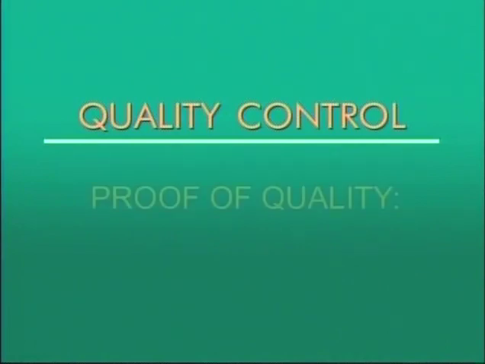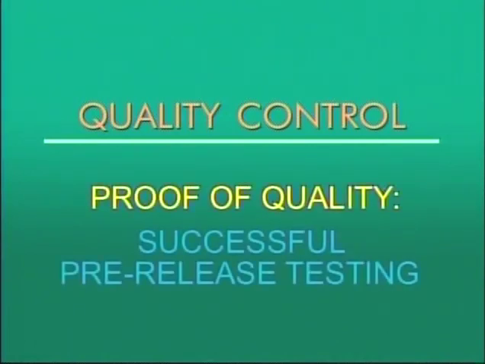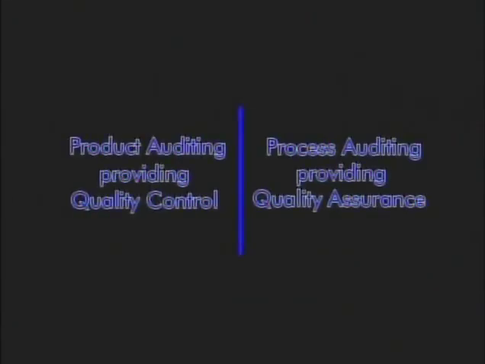The two main systems of demonstrating product quality in any production scenario are quality control and quality assurance. Quality control is based upon the successful pre-release testing of products to prove their compliance with manufacturing specifications. This system is known as product auditing and is impractical on the pharmacy level.